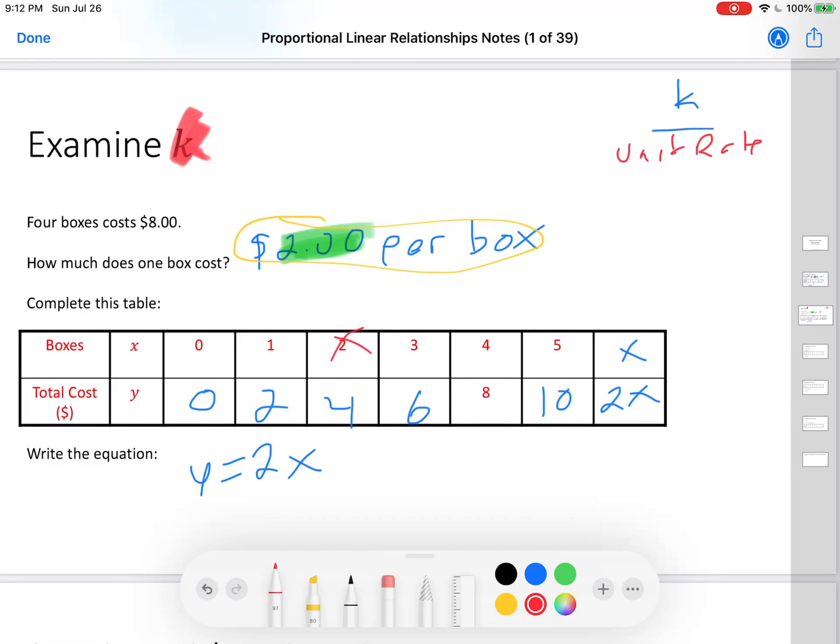Where's another 2? Well, not this one. That's not an actual 2 in this case. But one box cost $2. Here's one box. Here's $2. So that is the y value, when x equals 1. So wherever you see 1, underneath it, in the y value, will be k.